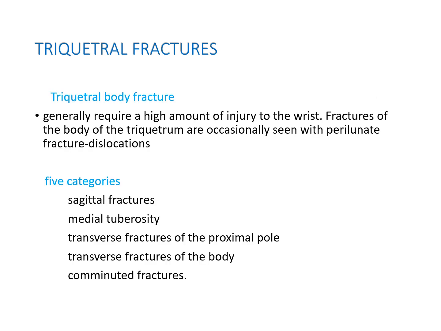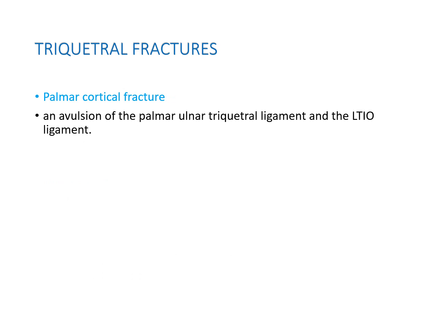Generally, it needs a high amount of injury to cause triquetral body fracture. Fractures of the body of the triquetrum are occasionally seen with perilunate fracture dislocation, and there are 5 categories of triquetral body fractures. Palmar cortical fracture is an avulsion type of injury. The fracture occurs at the insertion point of the ulnotriquetral ligament and the lunotriquetral interosseous ligament.